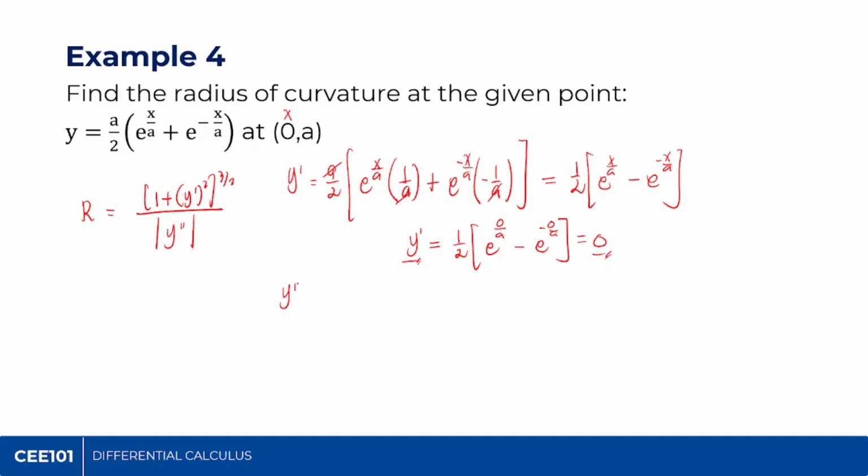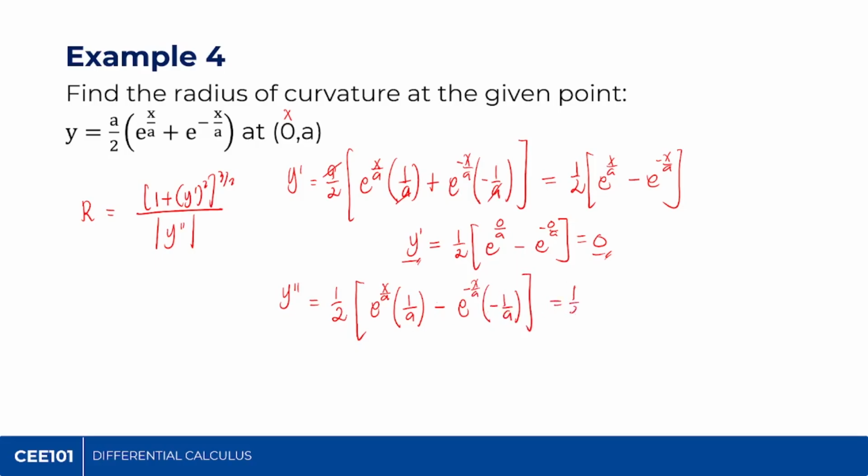Now, for our y double prime. So, galing dito, we will be differentiating naman this one. So, again, set aside yung 1 half. And then, the derivative ng e raised to the power of x over a, that is still e raised to the power of x over a. Then, the derivative ng x over a, that is 1 over a. Minus pala, copy lang, e raised to the power of negative x over a. Then, the derivative ng negative x over a would be negative 1 over a. So, we can just factor out ng 1 over a.